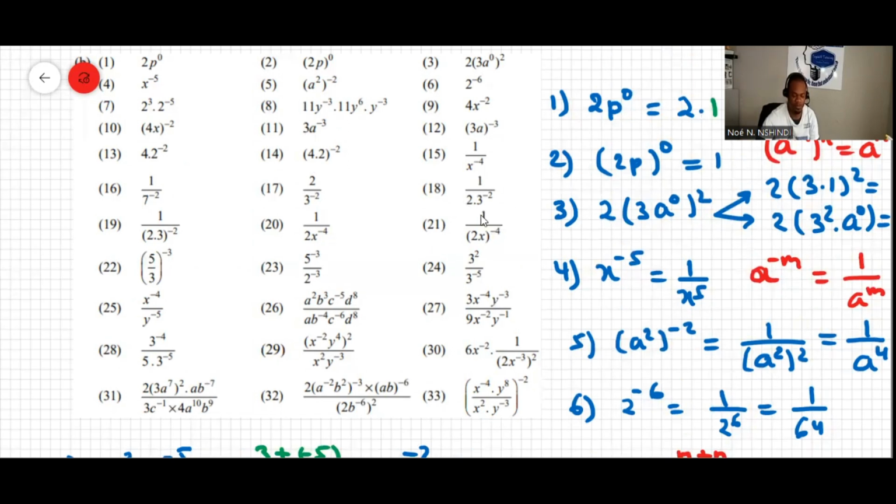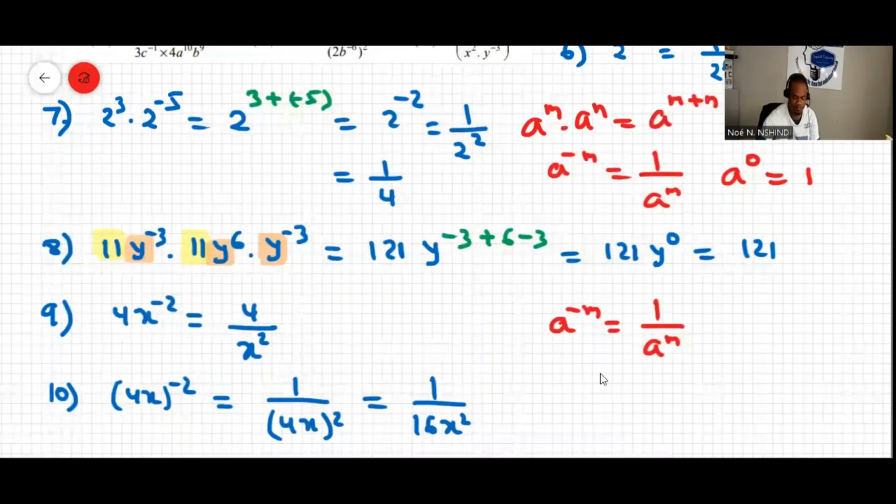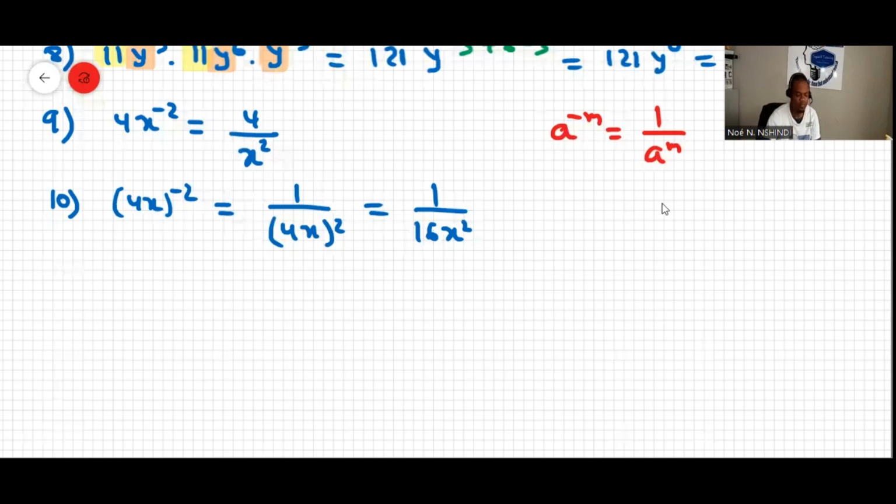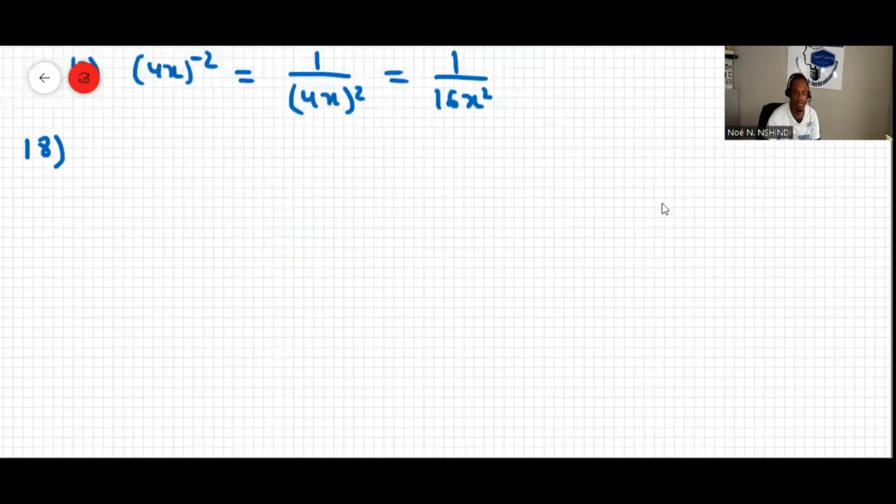Let's just do from 18 here. I'll do from question 18. Question 18 says like 1 over 2 times 3 to the negative 2. This is equal to what? So I still have 1 over 2, and then I need to move the 3 to the negative 2 to the numerator. This will be times 3 to the positive 2.